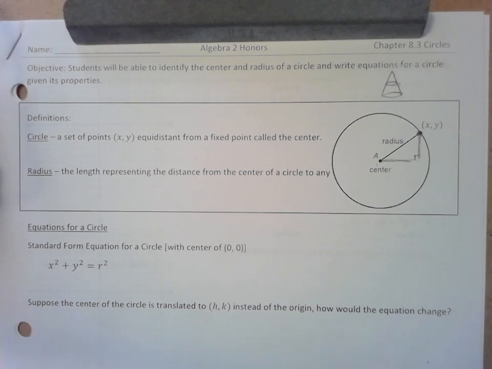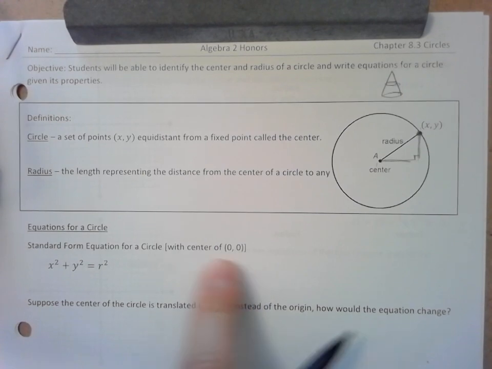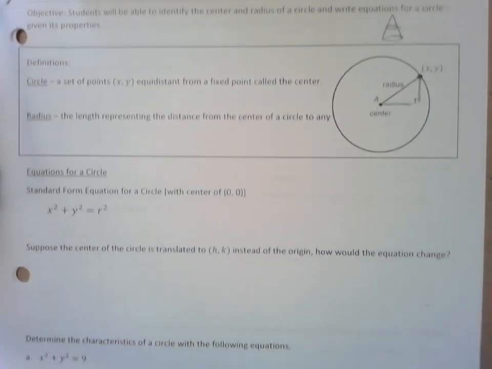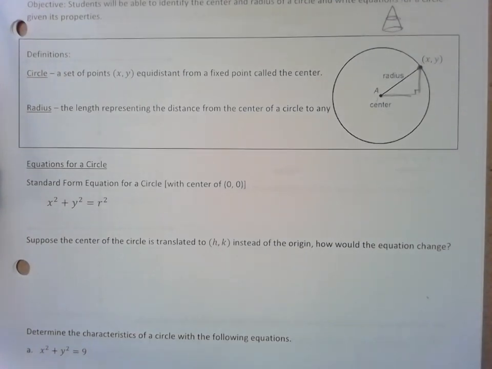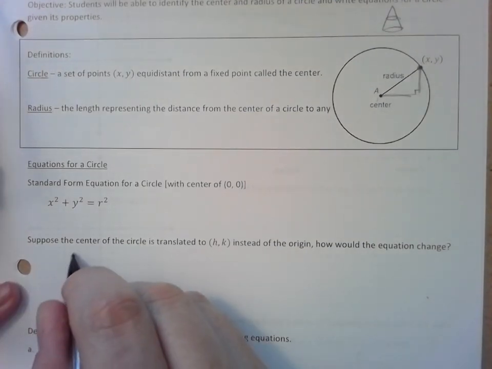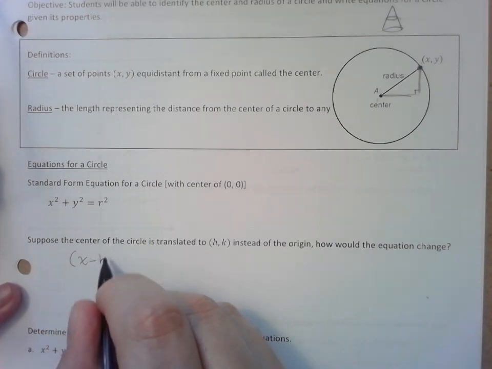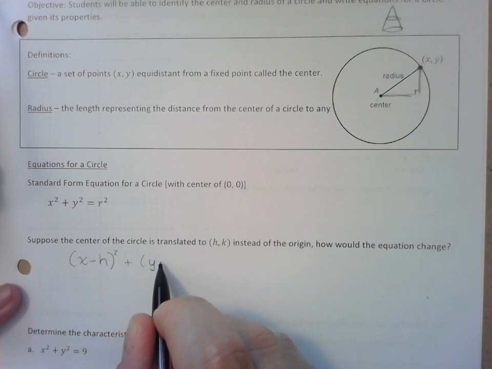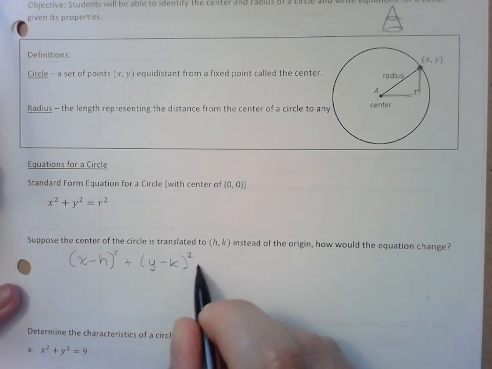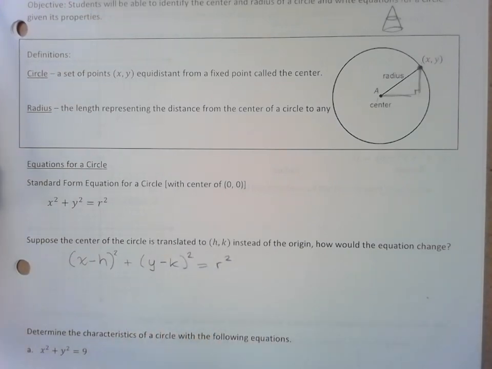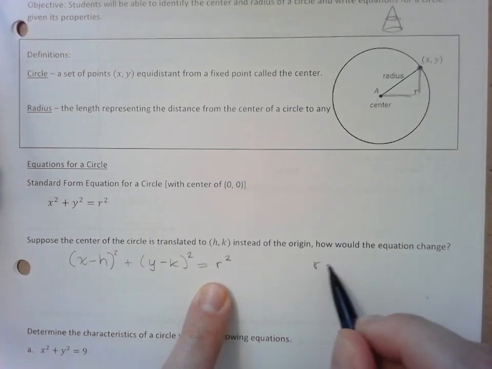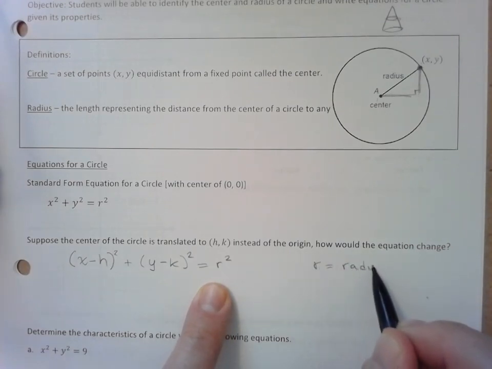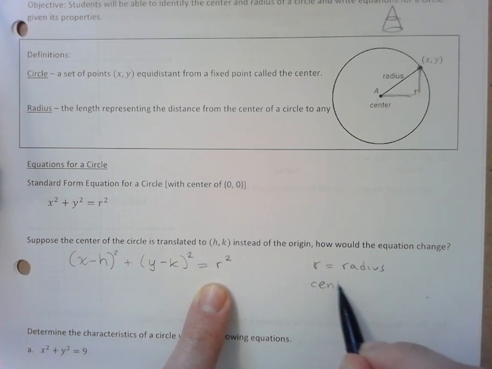Okay, now what if the center of the circle does not appear at (0, 0) as this one does? Let's say we move the center of the circle h units horizontally and k units vertically. Then we will create a new formula for our circles: (x minus h) squared plus the quantity (y minus k) squared equals your radius squared. This still has a radius of r units and has a center at (h, k).